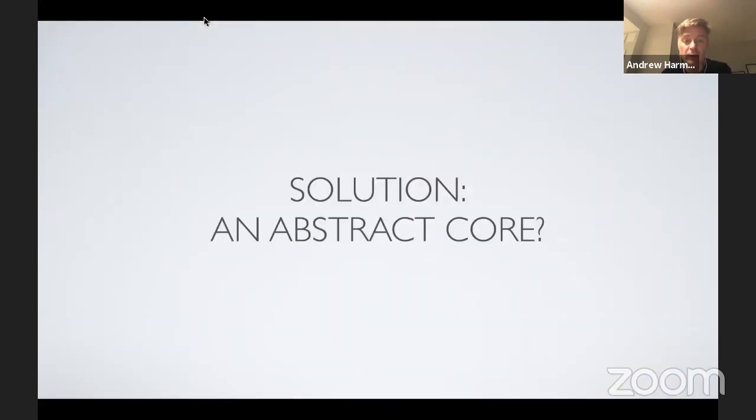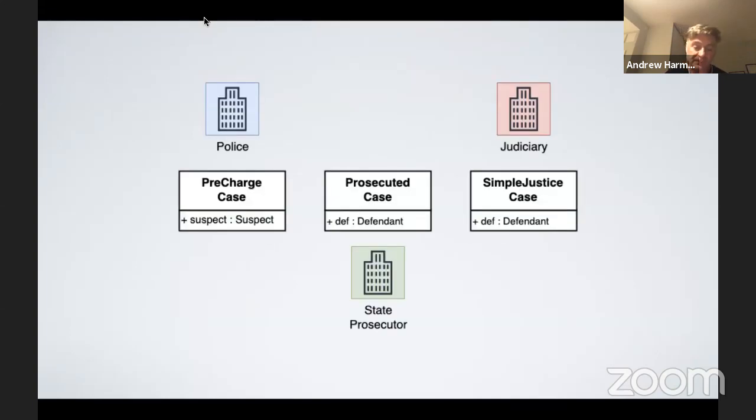And so the solution that we thought we came up with was a potential possibility for an abstract core. An abstract core is quite a specific and not necessarily frequently adopted aspect of domain-driven design, but when I was looking at things, I thought that it might actually be useful. It was clear when I was speaking to domain experts from the police, they would talk about what they called a pre-charge case. State prosecutors would talk about what they called a prosecuted case, or the judiciary, they would talk about a simple justice case, for example. But it was also clear that the police would talk to the state prosecutor and they would just talk about the case.